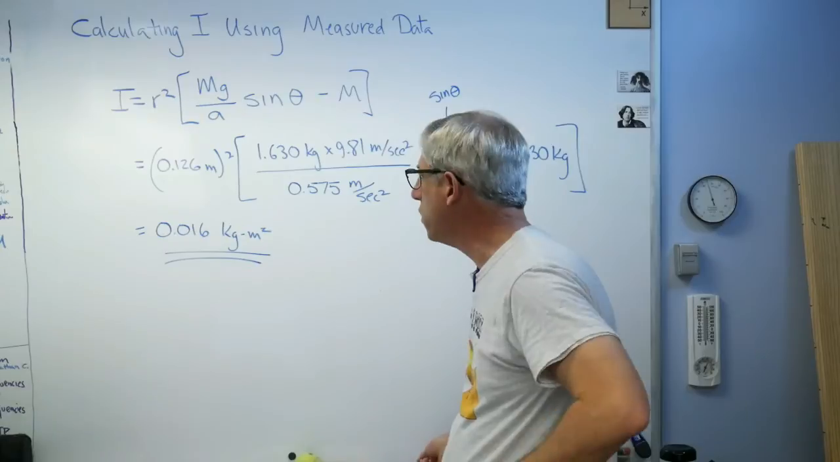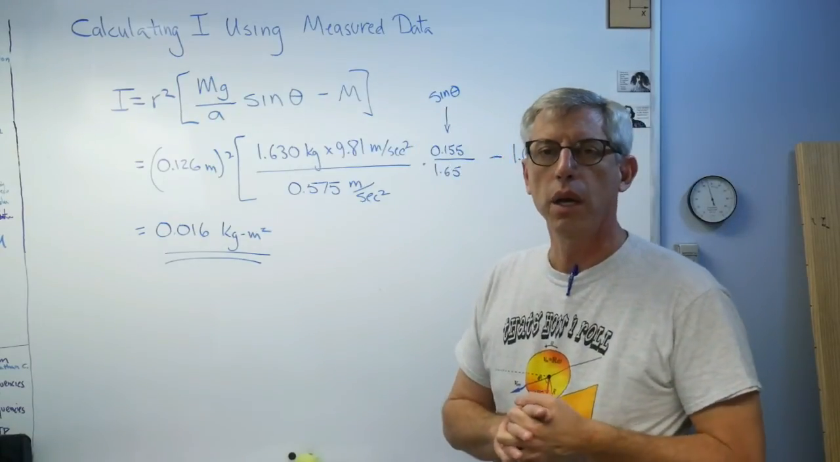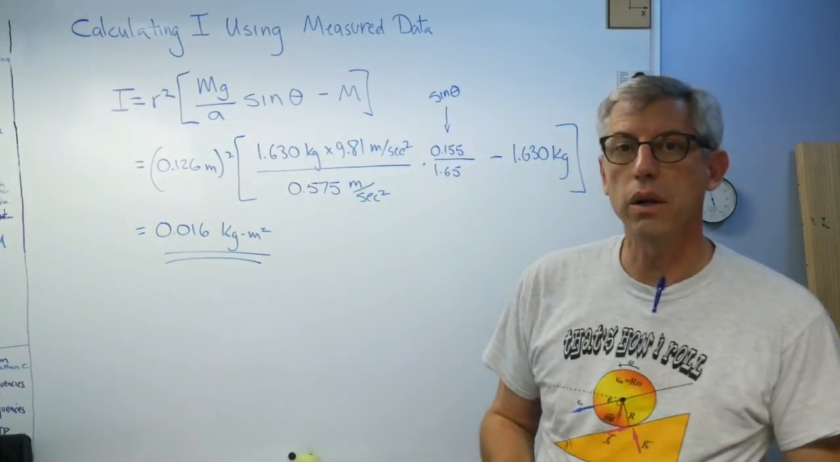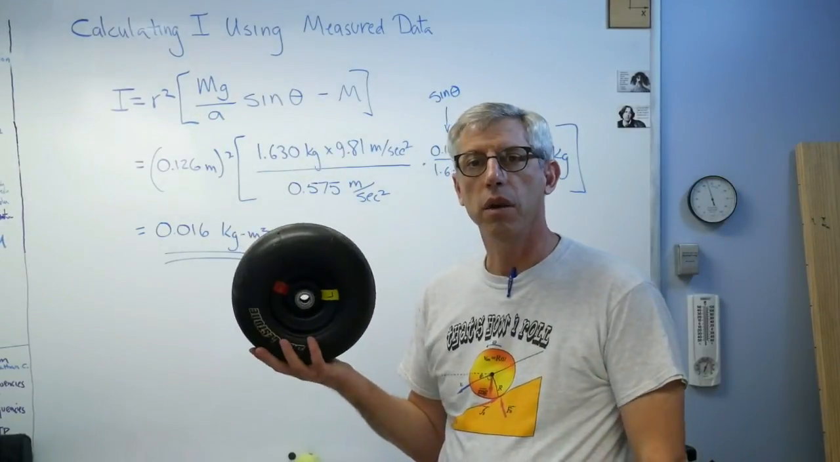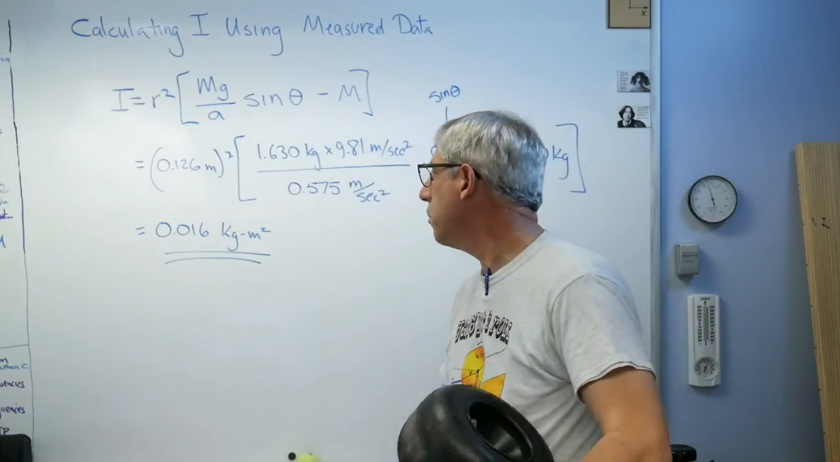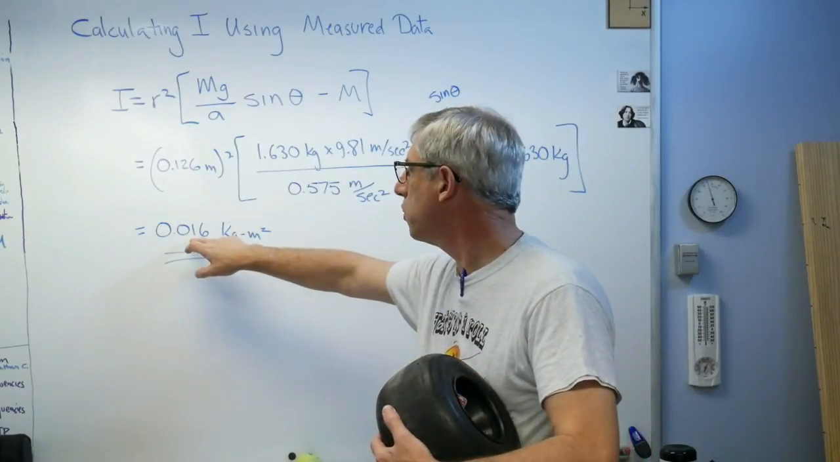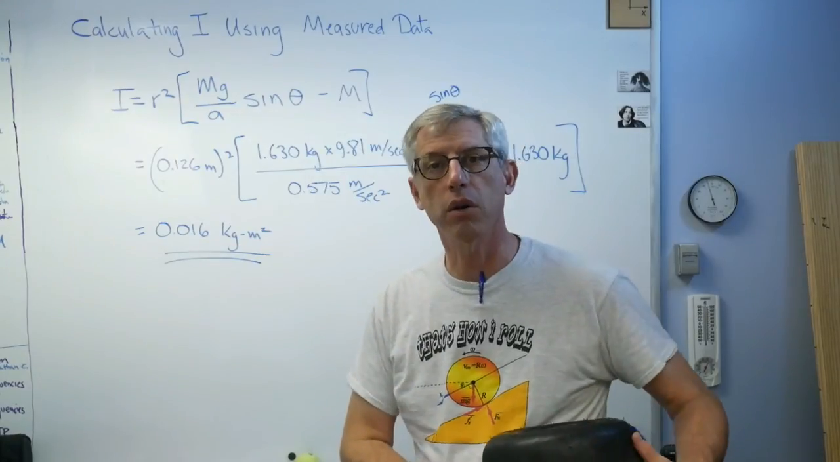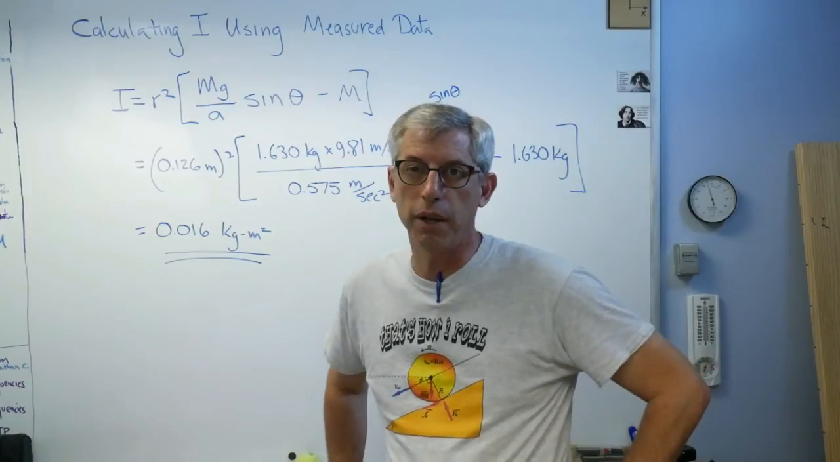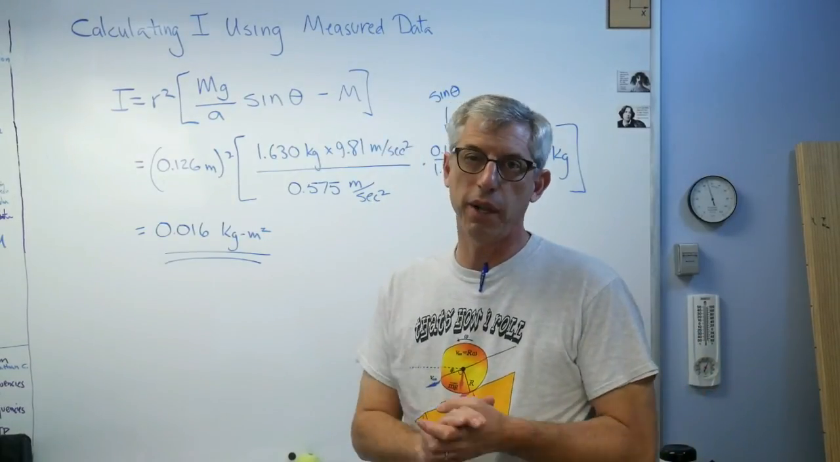Okay, a lot of work to do it the first time, but once you've done it once, it's really easy to do it again, and you can write this all up in maybe an Excel spreadsheet or something like that. So this little wheel, tire, has a mass of 1.63 kilograms and a mass moment of inertia of 0.016 kilogram meters squared, and we verified that experimentally. So I hope this helps, and I'll talk to you next time.